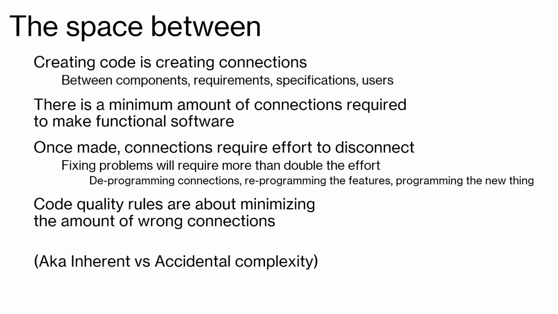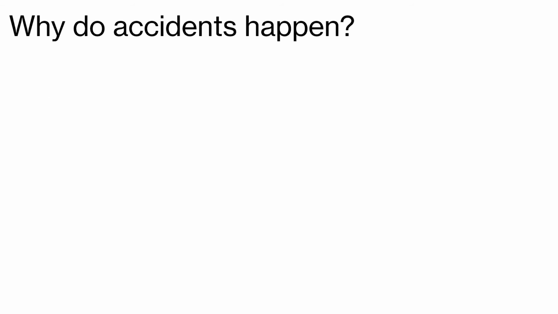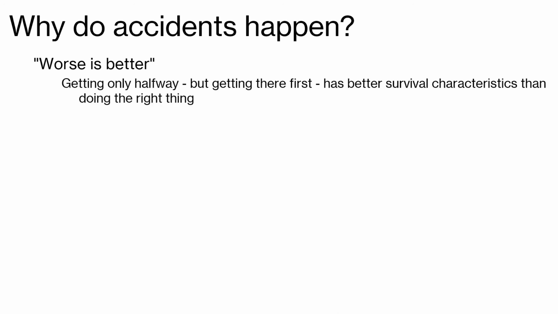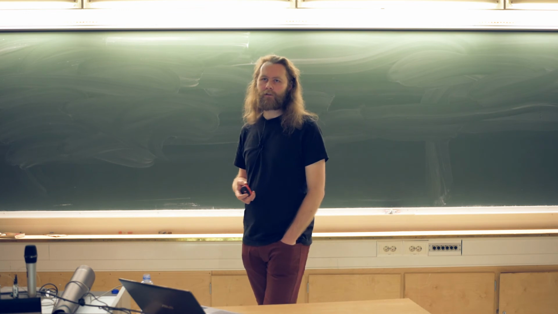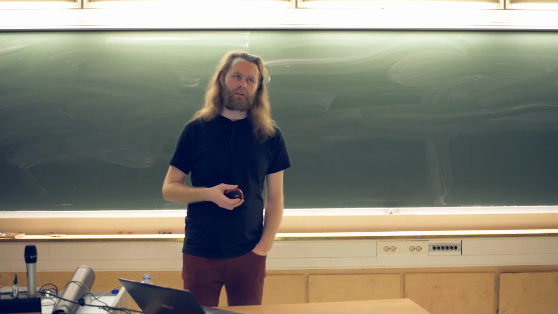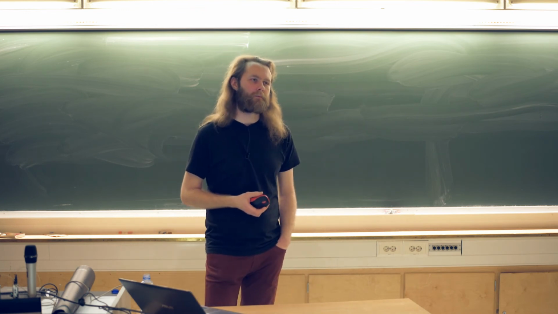Okay, cool. Well then why do accidents happen? Why do we get accidental complexity? Why does it show up? Well, here are my theories. There's this essay, or this part of a larger essay, a chapter called Worse is Better. The claim there is that getting halfway, but getting there first, will create a small virus that has better survival characteristics than taking your time to do the right thing.